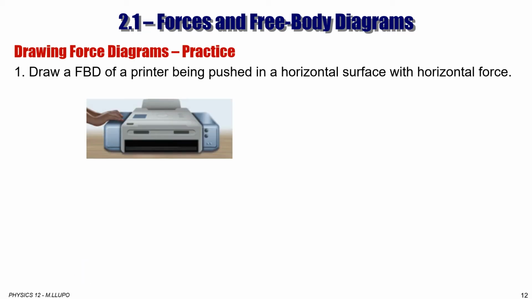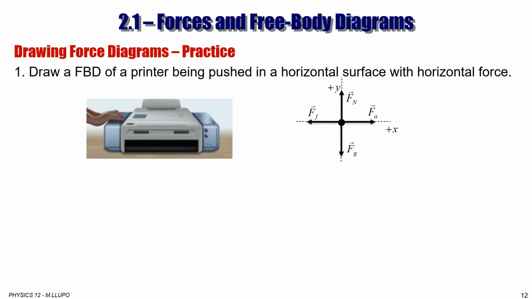Here are a couple of practice problems for drawing free body diagrams. Draw a free body diagram of a printer being pushed on a horizontal surface with a horizontal force. So the printer is being pushed. We don't really know if it is moving or not moving. So we can draw a free body diagram with the force of gravity. We label the normal force. And then there is the applied force, that is the pushing force. And then there is a force of friction that is acting on it.